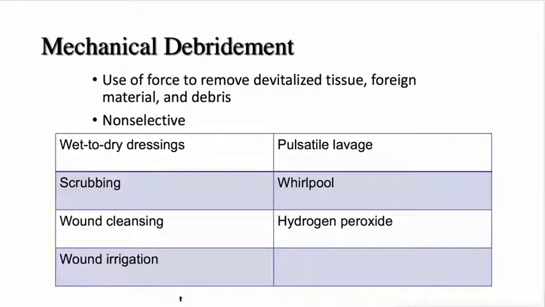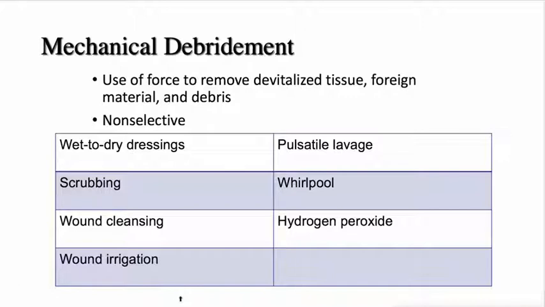Mechanical debridement. This is the use of force to remove devitalized tissue, foreign material, and debris. This is non-selective. A few examples of this would be wet to dry and pulsatile lavage. If anybody doesn't know what that is, it's kind of a handheld device. I've actually done this on patients that have been in bed in the hospital, and you cover the area and it's just kind of squirting, kind of flushing the area out. So it's much gentler than whirlpool.